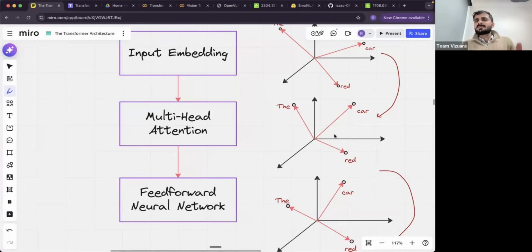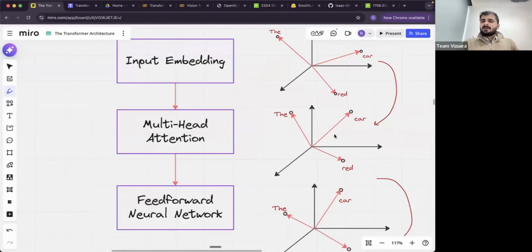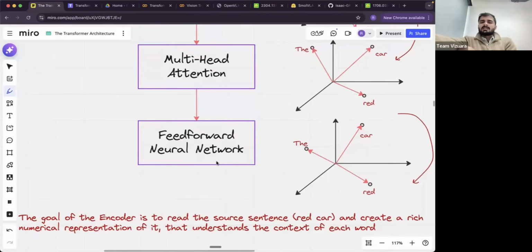The beauty of transformers is that they are extremely scalable, and the accuracy actually increases as you increase the number of transformers in a large language model. So the scalability people only realized after this paper came out. People tried it for different applications and it worked out really well in all these different applications. So the goal of the encoder, as we discussed, is to create a rich numerical representation which understands the context of each word.